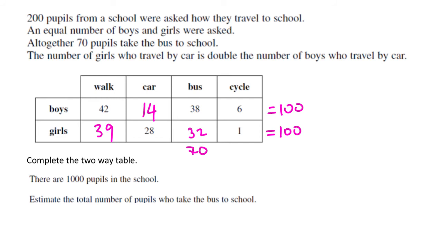There are 1,000 pupils in the school. Estimate the number of pupils who take the bus to school. So what we know is that there's 70 pupils out of 200 take the bus in this group.